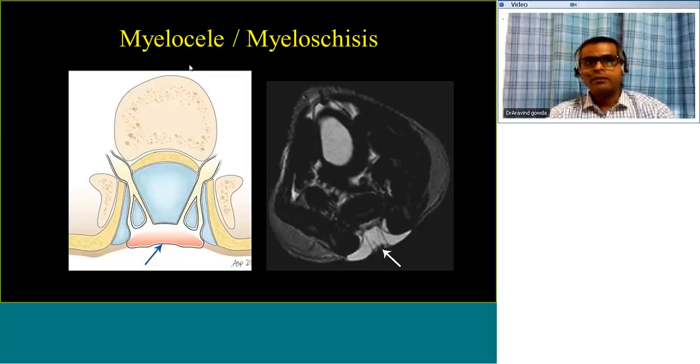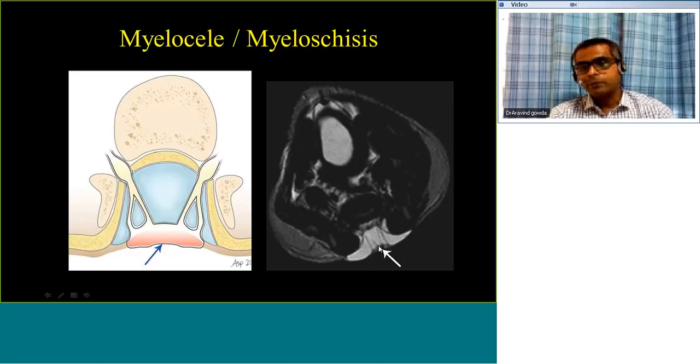Coming to the other entity, the myelocele or myeloschisis. It is similar to the myelomeningocele. The only thing is there will not be the CSF space that will be open to the outside. There will be thin skin covering. Here, what will be happening in the myeloschisis is the placode will be actually at the plane of the skin. So the placode will be directly seen at the plane of the skin, and there will not be any CSF accumulation exterior to that. So this is what happens in the myeloschisis.